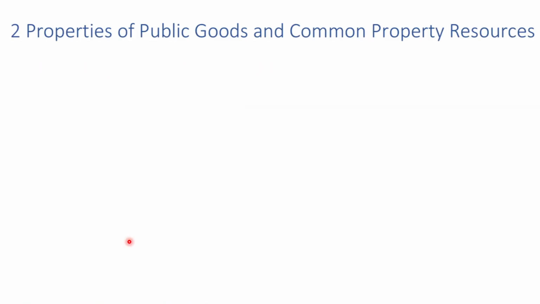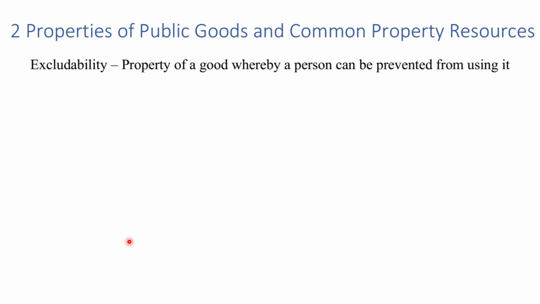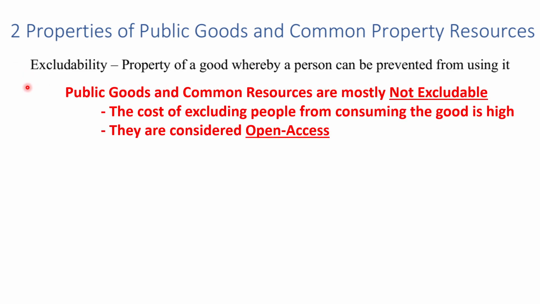Okay, so is this open access, meaning it's hard to exclude people, and also the consumption aspect we want to focus on? There are two properties of any good that we want to talk about. One property of a good or service is excludability, the property of a good whereby a person can be prevented from using it. Now, public goods and common resources, and we're going to be more specific about what they are in a moment, are mostly not excludable. So these are the open access problems that we will focus on.